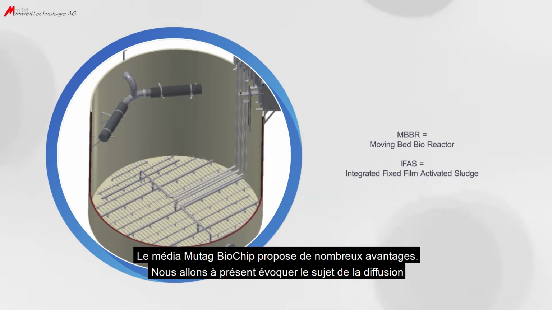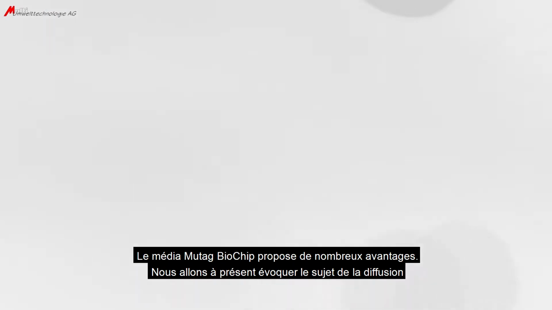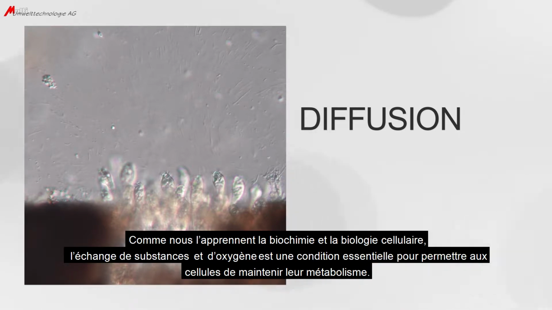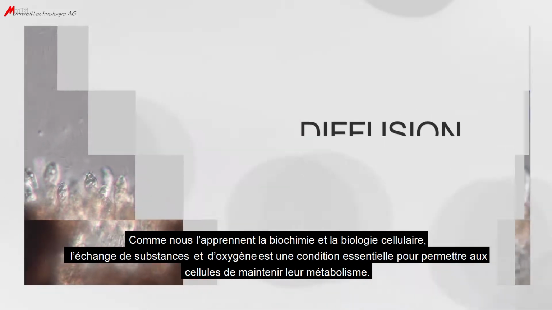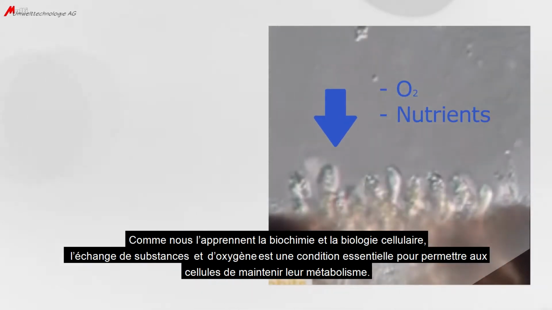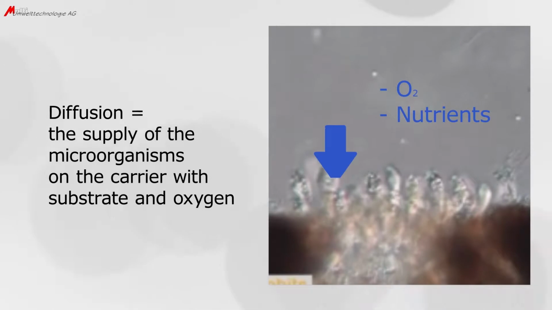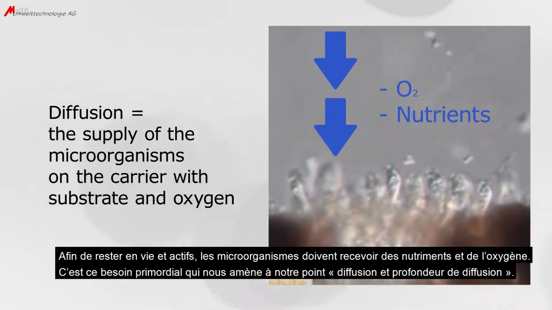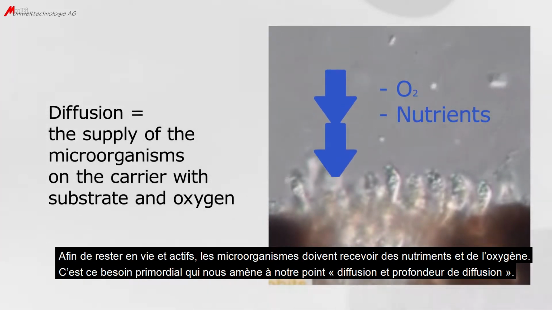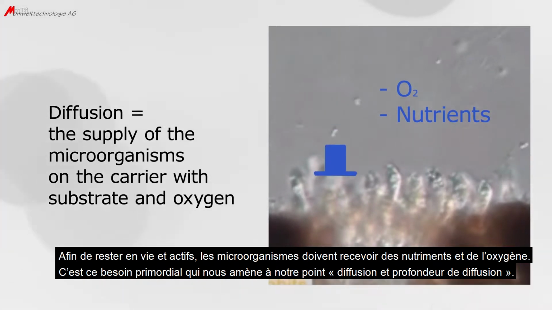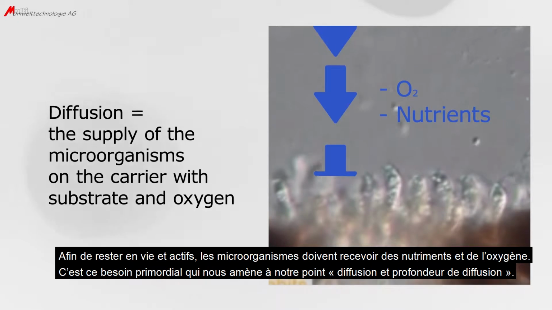The Mutag BioChip provides a lot of advantages, whereas we will now especially focus on the subject diffusion. As known from biochemistry and cellular biology, the exchange of substances and oxygen is essential for cells as a precondition to uphold their metabolism. In order to keep them alive and active, the microorganisms need to be supplied with nutrients and oxygen, which is the sticking point that leads us to the topic diffusion and diffusion depth.